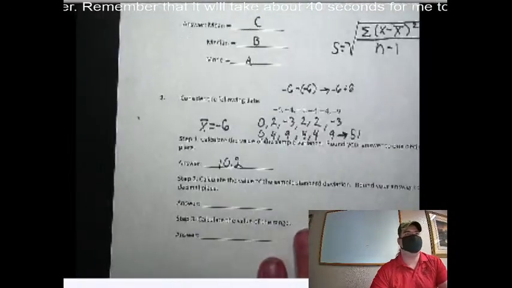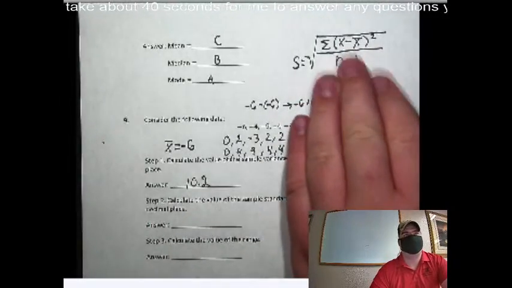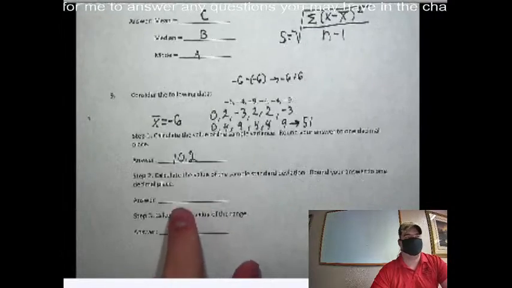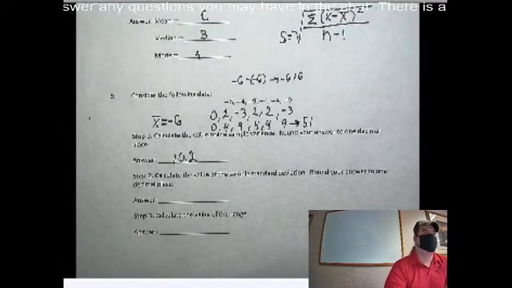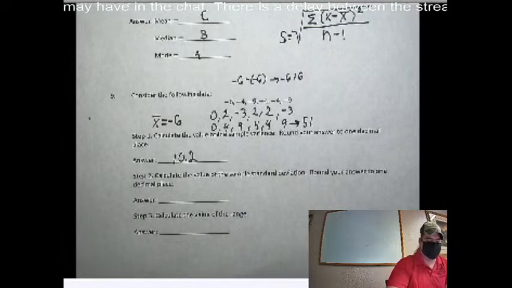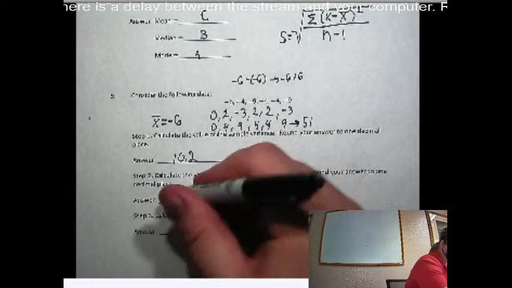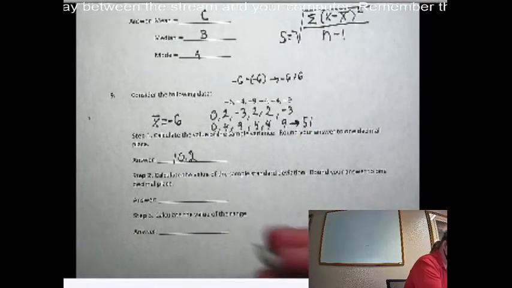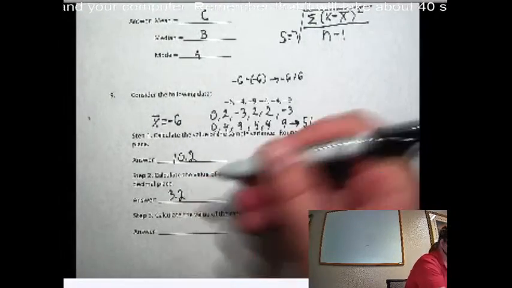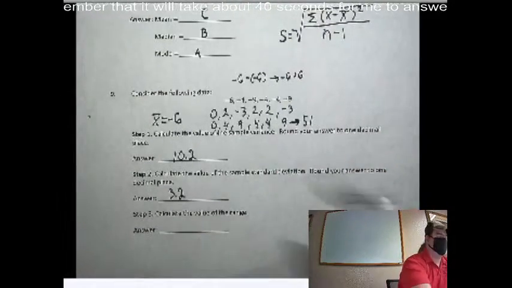Again, the variance is just everything before the square root. Once you take that square root, you have standard deviation. All right, so let's go ahead and get standard deviation. Take the square root of that number. And we get, I just said one decimal place, so 3.2. Again, it's just the square root of the variance.